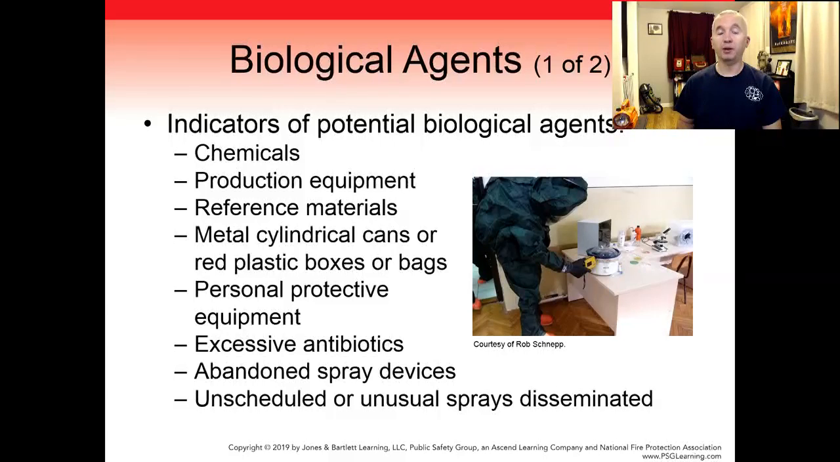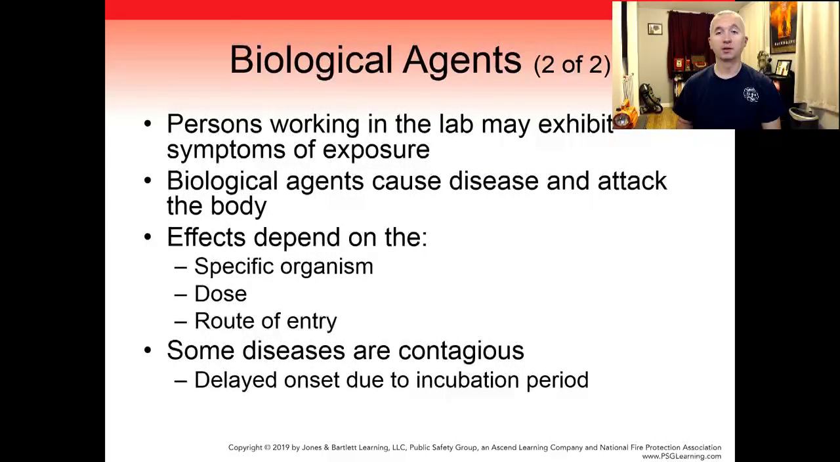When responding to biological agent calls, indicators of incidents that may potentially involve biological agents can include chemicals, production equipment, reference materials, metal cylinder cans or red plastic boxes or bags, PPE, excessive amounts of antibiotics, abandoned spray devices, and unscheduled or unusual sprays disseminated. Persons working in the lab may exhibit symptoms consistent with biological weapons. There may even be a delayed onset of symptoms days or weeks after the exposure.